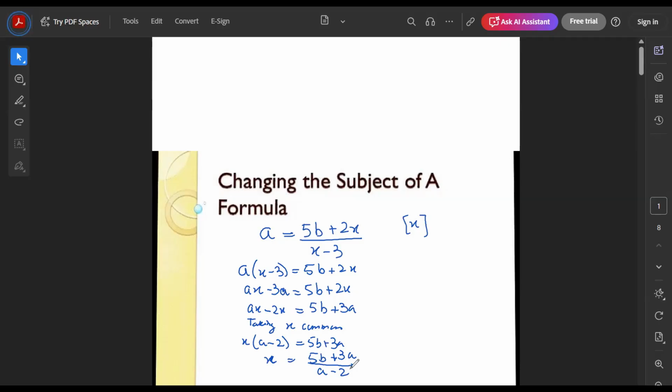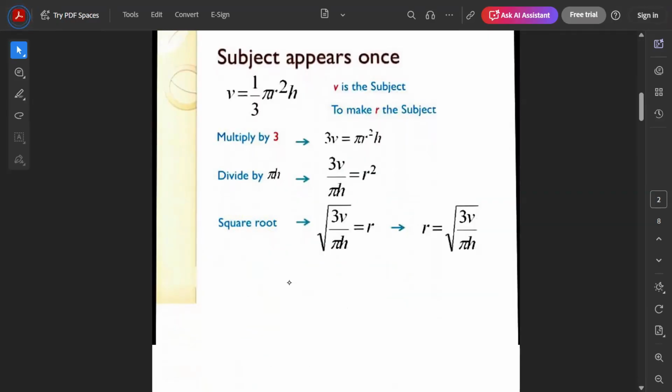Now for the same question, there are different ways to ask it. The question may also say, express x in terms of a and b. This question means exactly the same thing as make x the subject of the formula. Here we have another example.